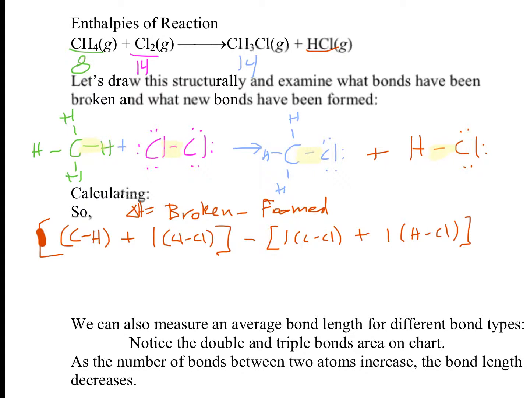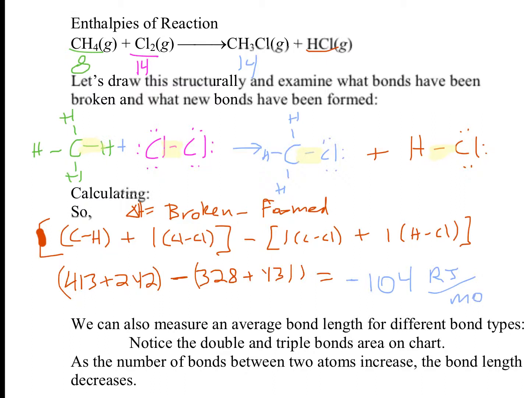So our C to H bond is 413 plus 242. Add these together and subtract our formed, which is 328 plus 431. And our overall delta H equals a negative 104 kilojoules per mole. Negative 104 kilojoules per mole.